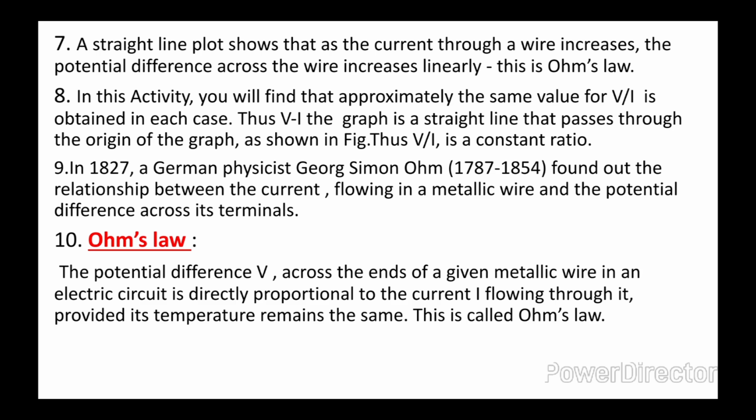What does it say? The potential difference across the ends of a given metallic wire in an electric circuit is directly proportional to the current flowing through it, provided the temperature remains constant. The condition is that the temperature should remain constant throughout. Until you carry out the experiment, the temperature should remain constant. That is the condition, and this is called Ohm's law.